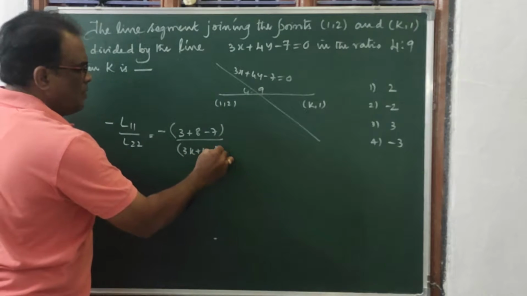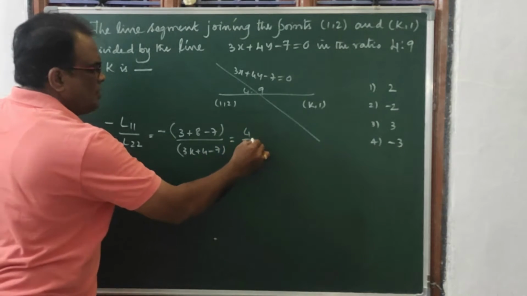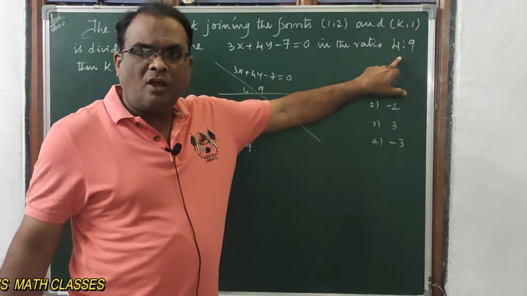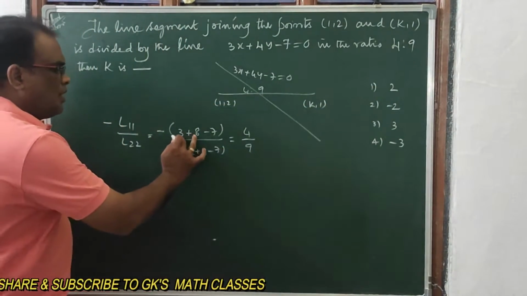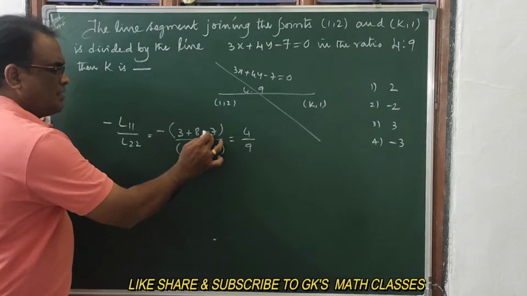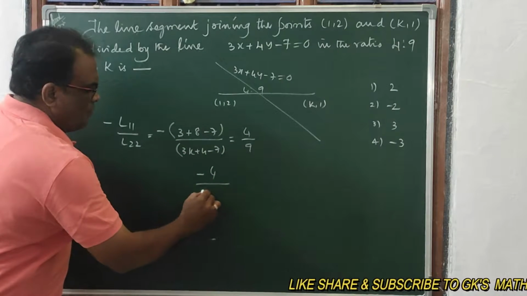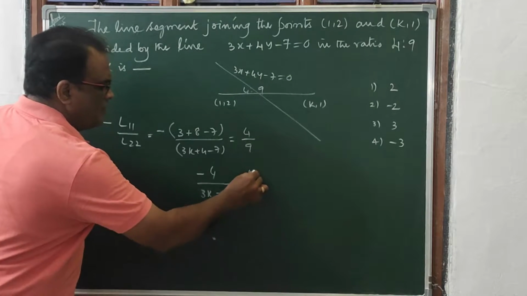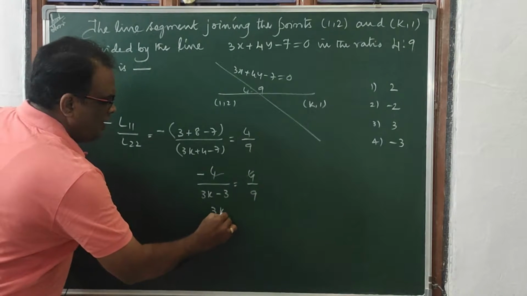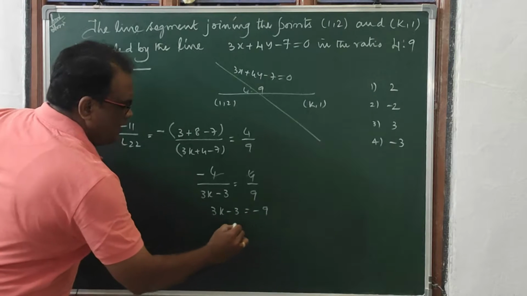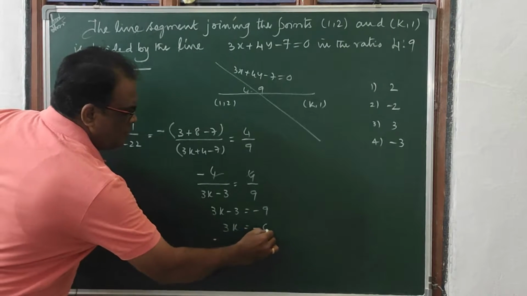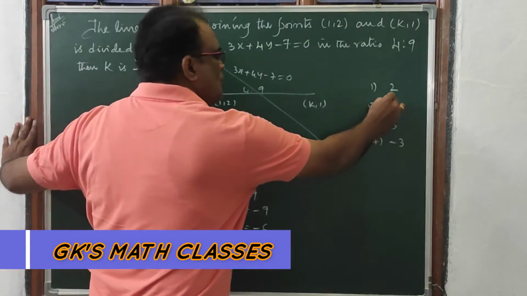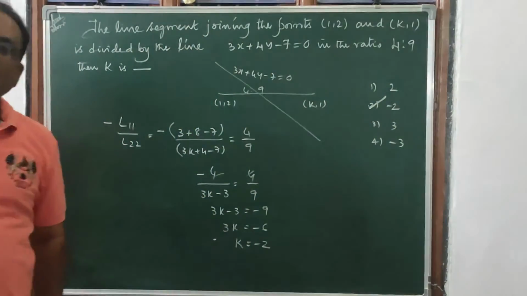3k plus 4 minus 7, is equal to 4 by 9 because the ratio is 4 by 9 according to the question. So 11 minus 7, that is 4, minus 4 by 3k minus 3 is equal to 4 by 9. 4 cancels. 3k minus 3 is equal to minus 9. 3k is equal to minus 6. k is equal to minus 2. So your answer is second choice.